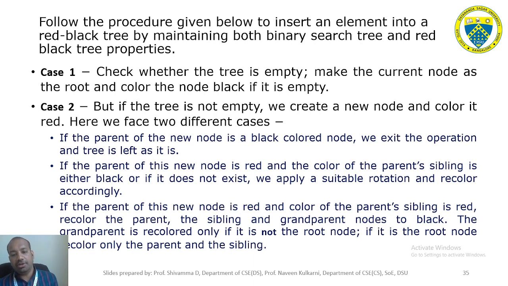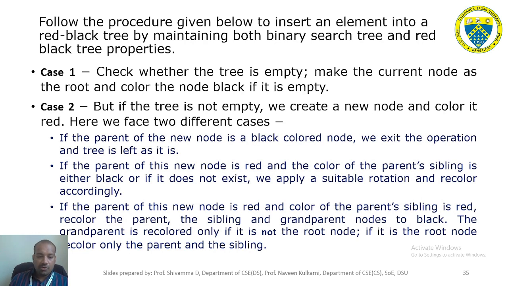Next, if I insert one more node, say the node number is 30. 10, the root node, is black, 20 is red, and 30 is a new node that I am going to insert into the right. So if you see 10, 20 and 30, the colors are black, red and red. Which is the newly inserted node? If you remember, the newly inserted node is 30, and the parent of that node is 20.